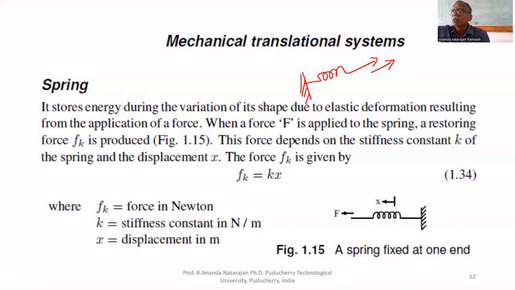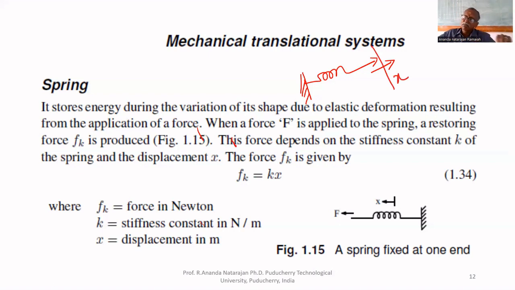So what does it mean? By Newton's third law, if you apply a force, there will be an equal and opposite reaction force. So the spring will generate another force. If you apply some force to the spring, it will elongate, and it will develop an equal and opposite force. That force depends upon the displacement. Here, the displacement is x.